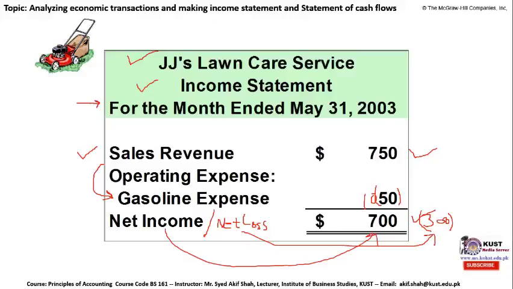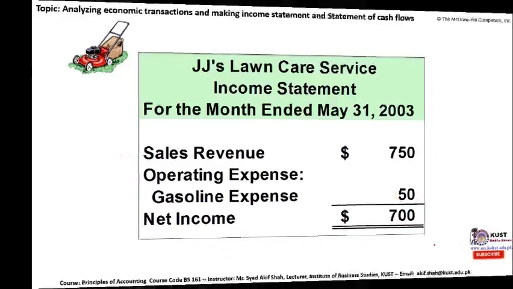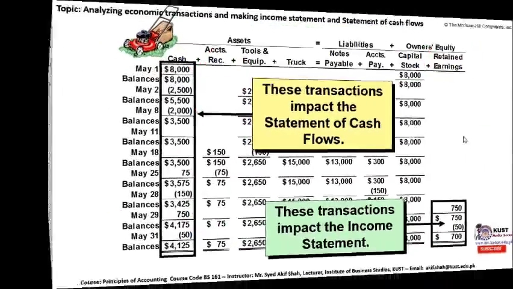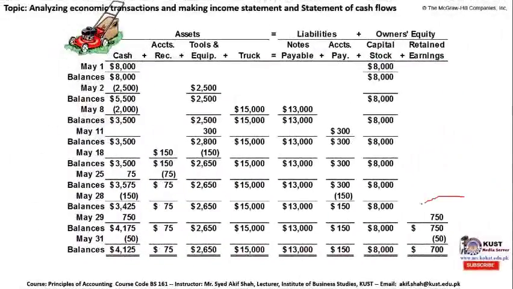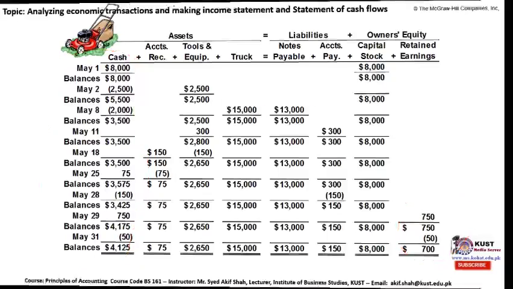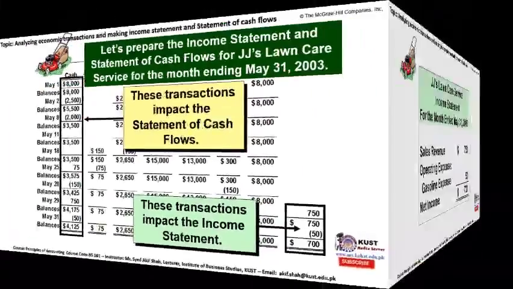This is the way you can make an income statement by extracting data from the economic transactions and accounting equations. So we have basically taken this data to make an income statement. At the same time, if you are interested in making a statement of cash flow, which I have explained thoroughly in the physical classes as well, you can pick up the cash column's data to make the statement of cash flow for the period ended May 31st, 2003. Let's see.